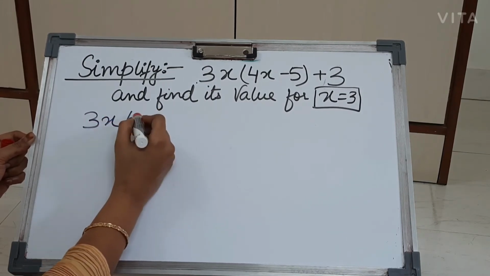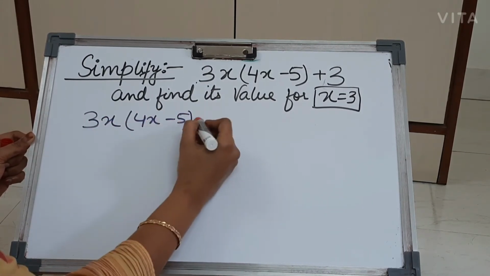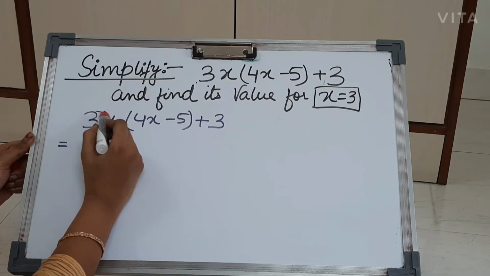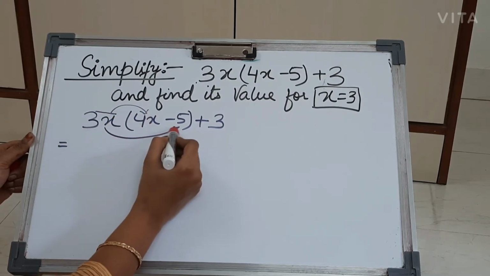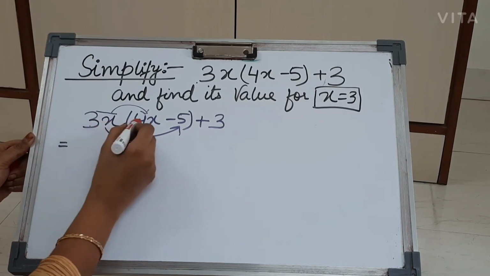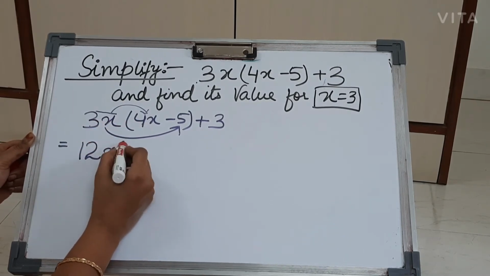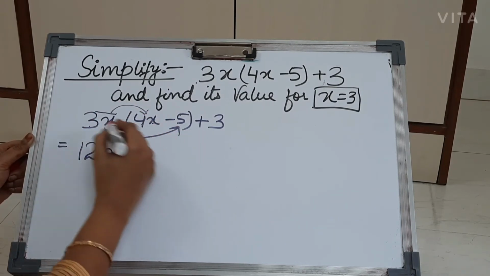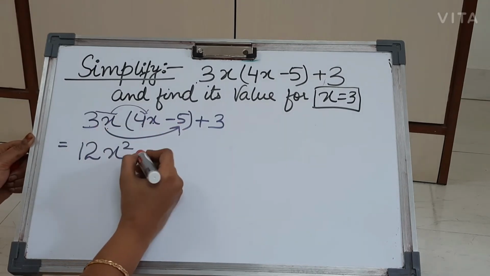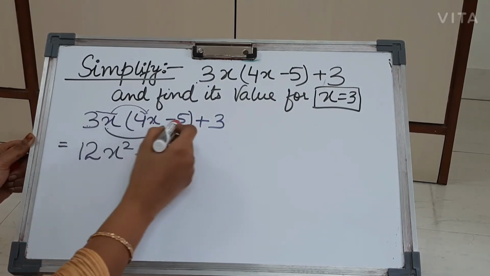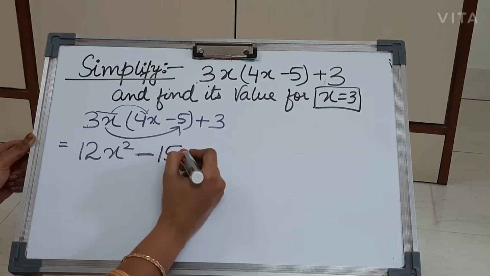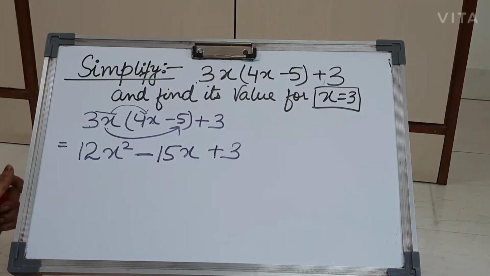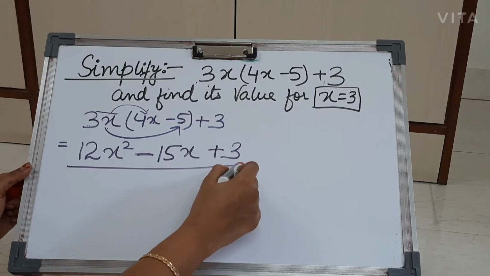3x(4x - 5) + 3 is equal to, first we will multiply this 3x with 4x and then this 3x with minus 5. We will simplify it. 3 fours are 12x squared, x times x, like 1 plus 1, meaning we are adding the powers because the base is the same. 3x into minus 5 is what? 3 into minus 5 is minus 15x. Then plus 3. Now this is the algebraic expression we got after simplifying.